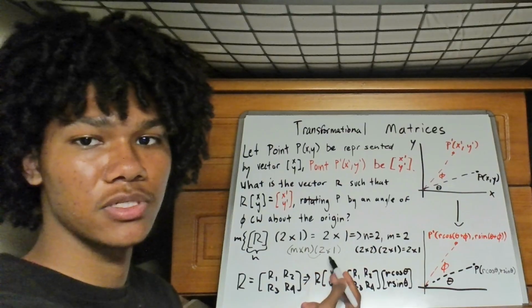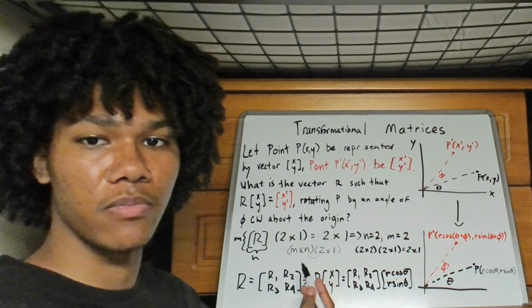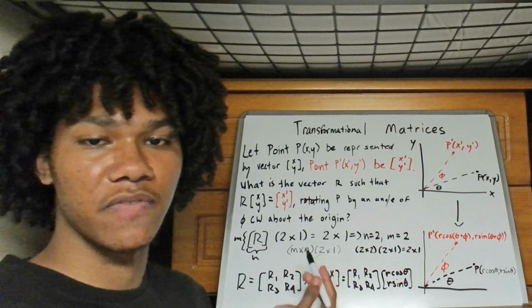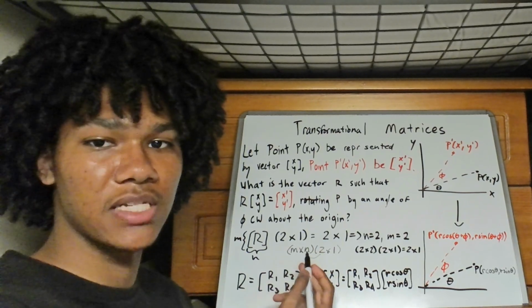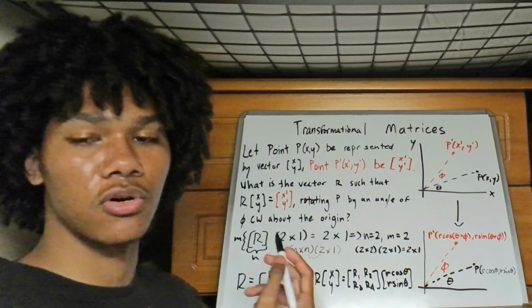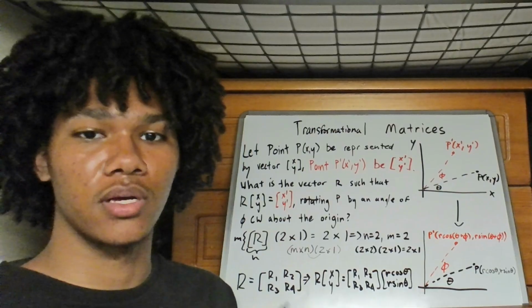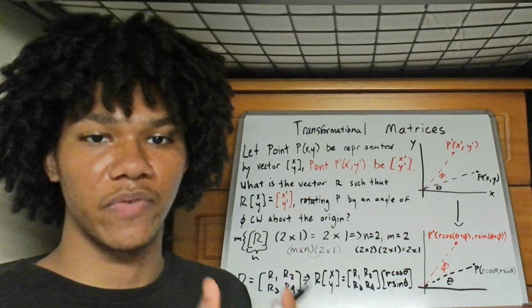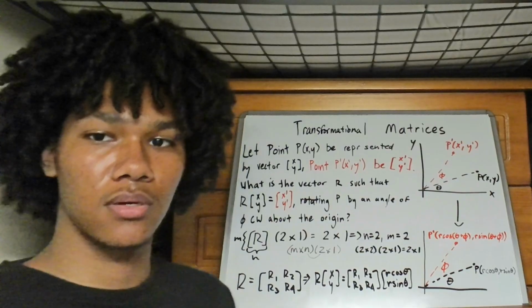The outer numbers are what you get as a result of the multiplication, and the inner numbers are what determines if the multiplication will actually happen. So again, n has to be equal to 2, and m has to be equal to 2 as well. So our rotation matrix R is going to be a 2 by 2 matrix. We've established that, and that the matrix actually exists.